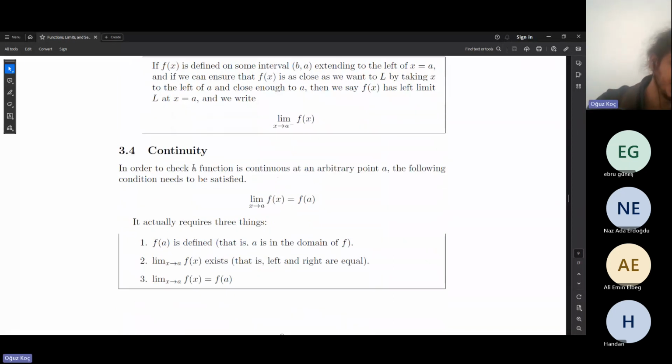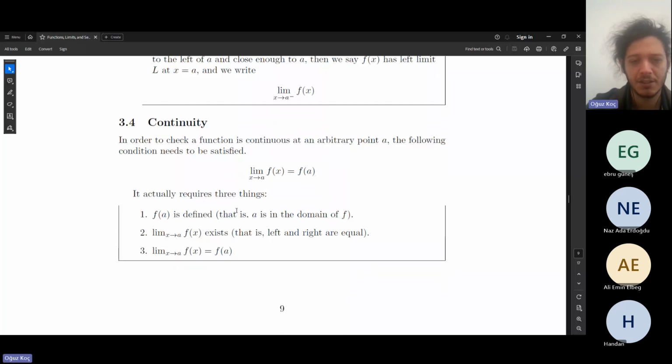And we have the continuity. In order to check whether a function is continuous at an arbitrary point a, the following conditions need to be satisfied. Continuity can be denoted like this: the limit of f(x) as x goes to a has to be equal to f(a), and it actually requires three things.